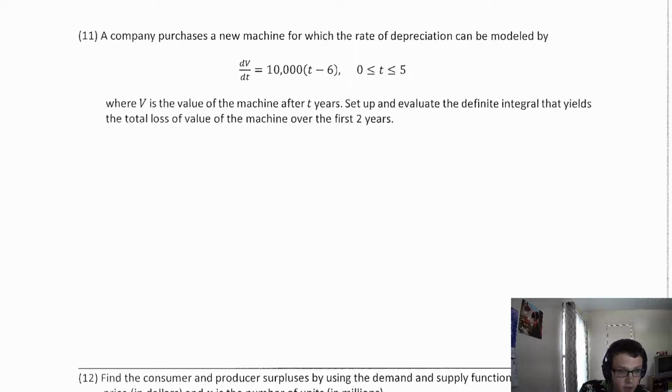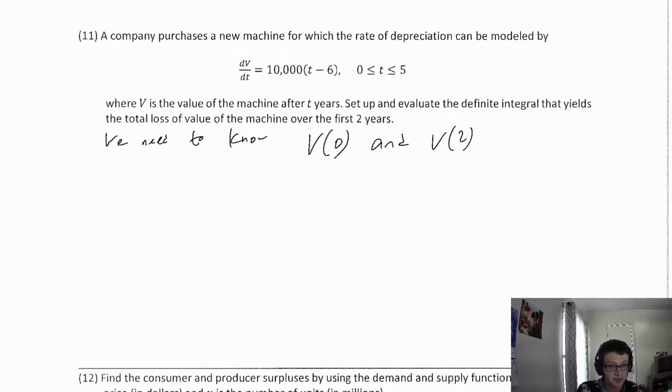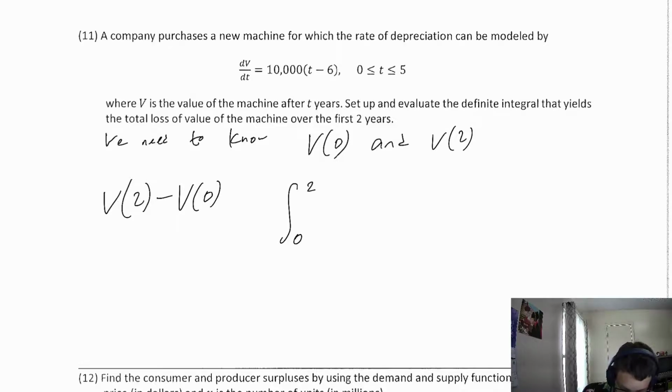So to determine the total loss of the value of the machine over the first 2 years, we need to know the value at 0 years and the value at 2 years. And to determine the total loss, our goal is to find v of 2 minus v of 0. Okay. Now, I don't know about you, but this kind of looks like the integral from 0 to 2 of dv dt.